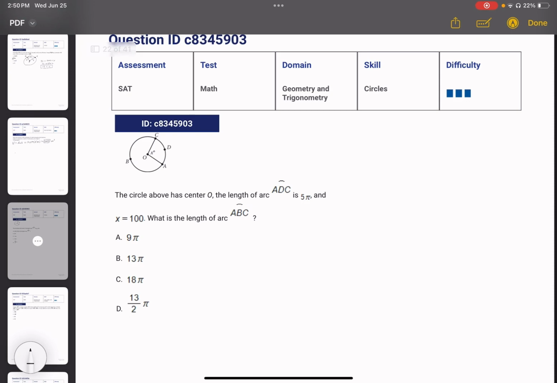The circle above has center O. The length of arc ADC is 5 pi and x is equal to 100. What is the length of arc ABC? Okay, so it tells us this arc right here is of length 5 pi. And we know that x is equal to 100. I'm not going to write that down because it won't fit in there.